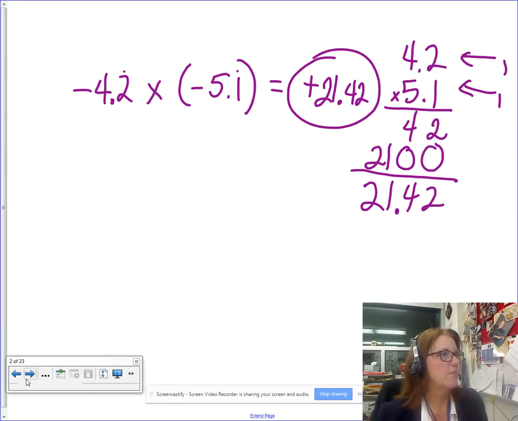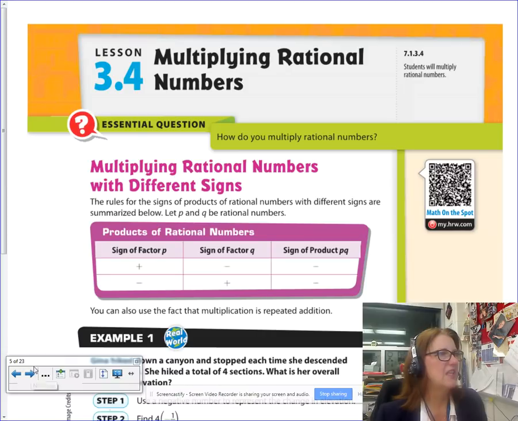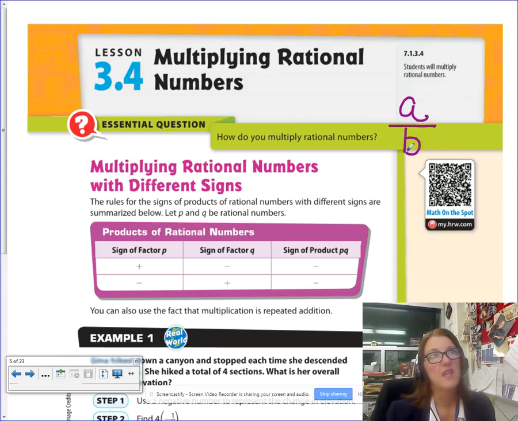Now I want you to open up your book to page 83, I believe. Okay? How do we multiply rational numbers? Let's stop for a second. What's a rational number? Grab your pencil right now in your book. Write this down. A rational number is any number that can be written as a fraction. So we're always going to write it this way: some fraction a over b, where each of these are integers.